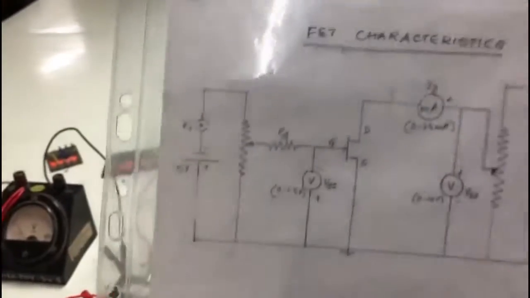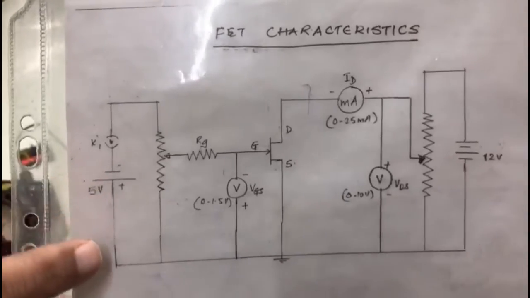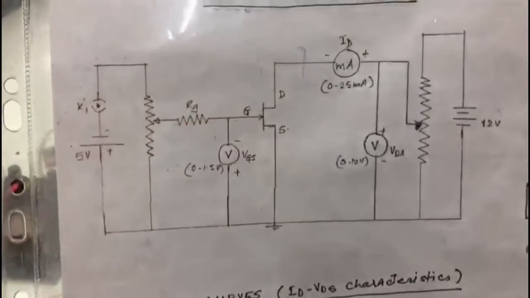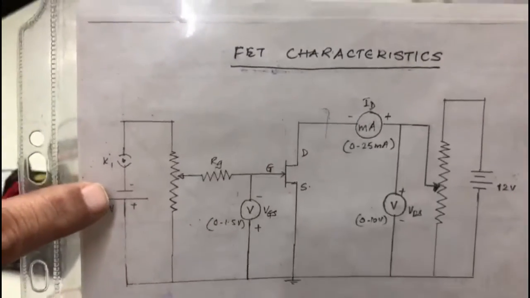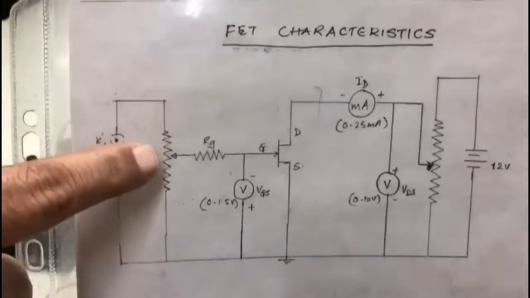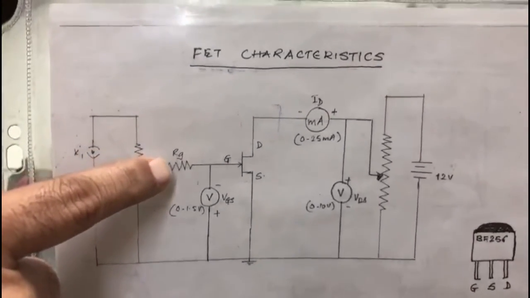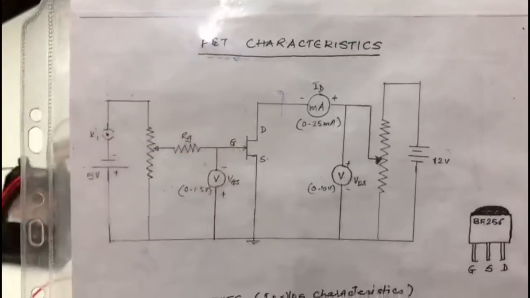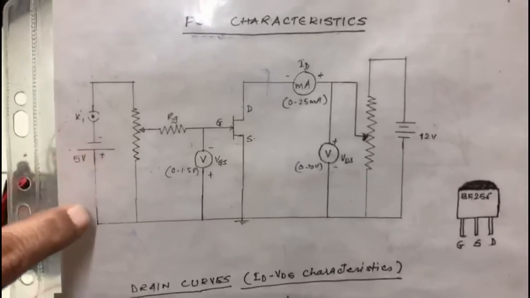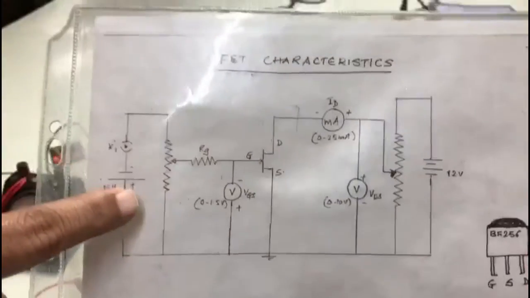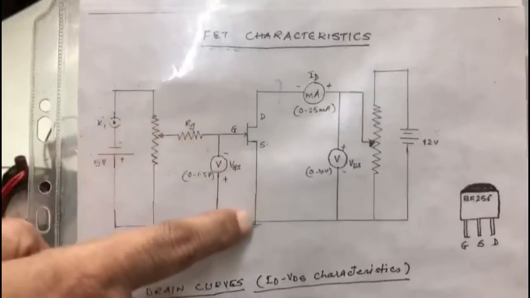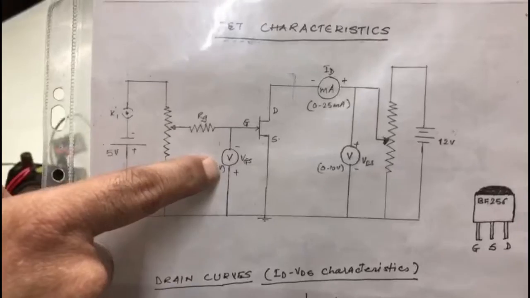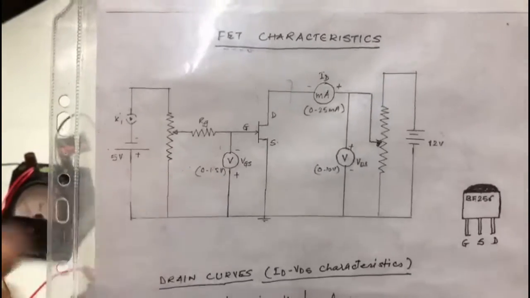So you can see this particular circuit. A 5-volt source is connected on the input side, so it is connected to the gate and the source. Here you can see that the negative of the source is taken to the rheostat and then connected to the RG, that is gate resistance, and then connected to the gate, whereas the positive of the supply is taken to the ground. So we are connecting negative gate supply voltage on the gate and the source. Here we are measuring this particular voltage as VGS.